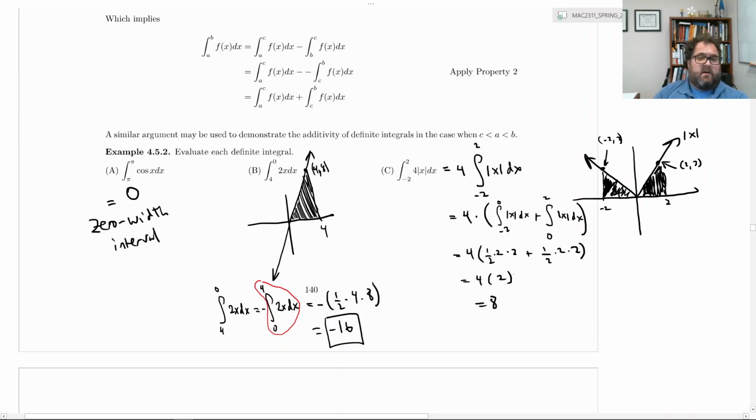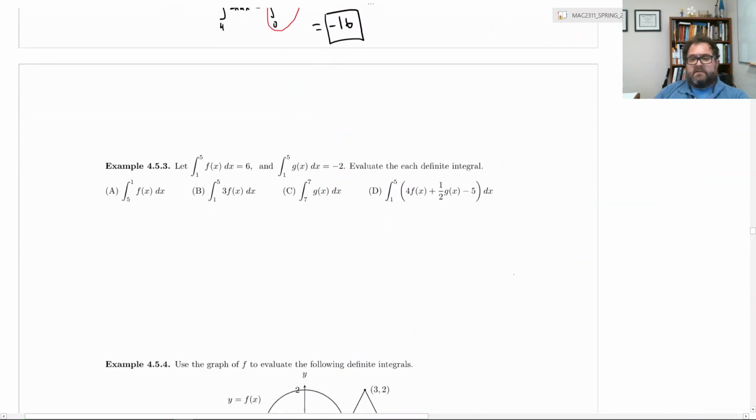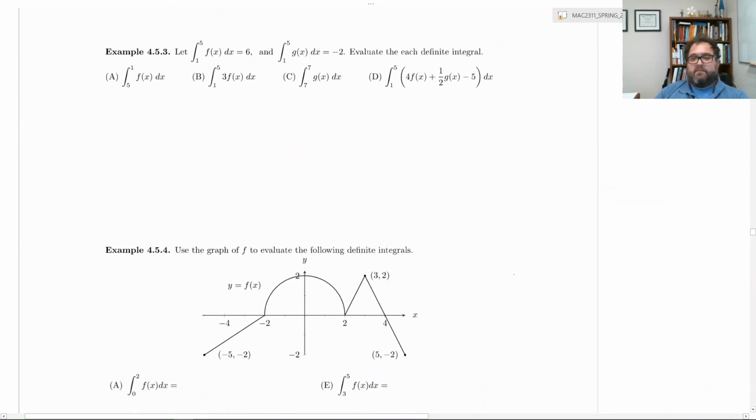All right, so again, that wasn't a hard example, but I wanted to show you how we're factoring out the 4 because it's a constant, and we're using the additivity property to say, hey, we can take the definite integral of that first triangle and the second triangle individually, and then add up and then multiply by 4. Okay? Last example, oh yeah, let's do these. The last 2 examples, they're pretty straightforward.